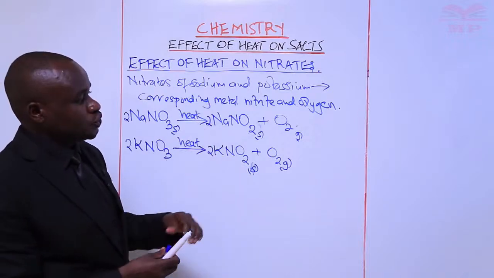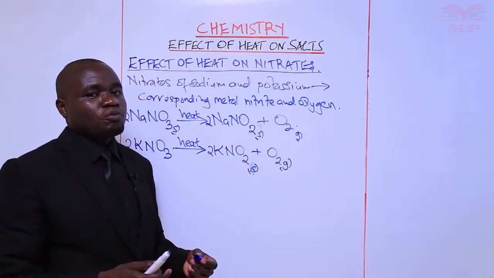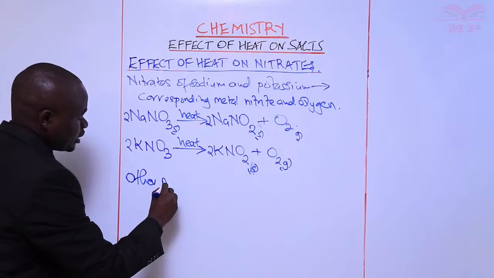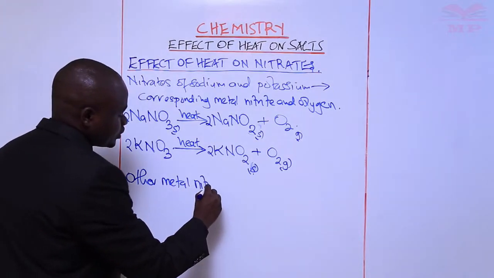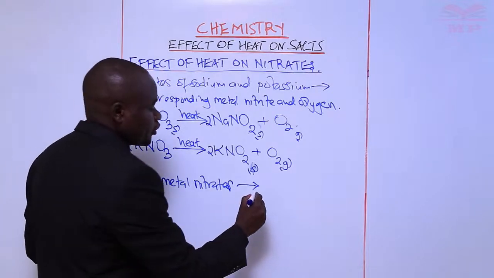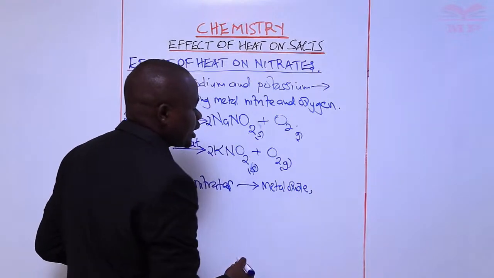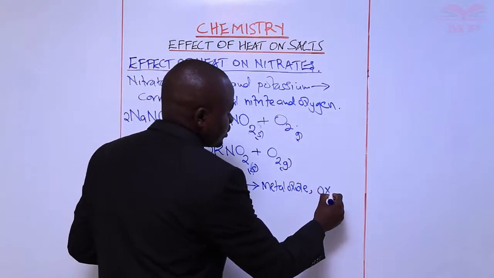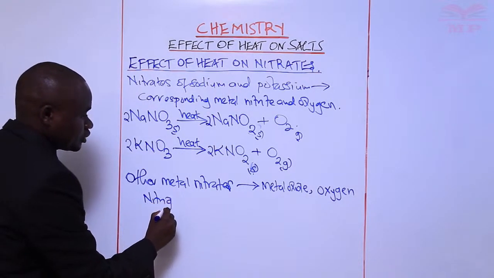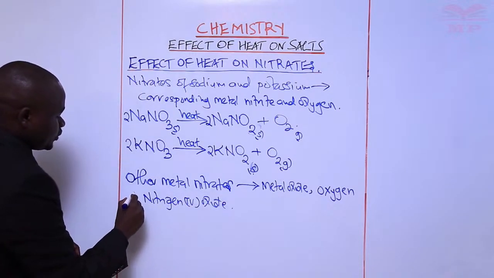What about those elements which are in the middle of the reactivity series? What products do they form when they are decomposed? We are saying that the other metal nitrates decompose on heating to produce the corresponding metal oxide. Another product is oxygen gas, and the other product is nitrogen 4 oxide gas.